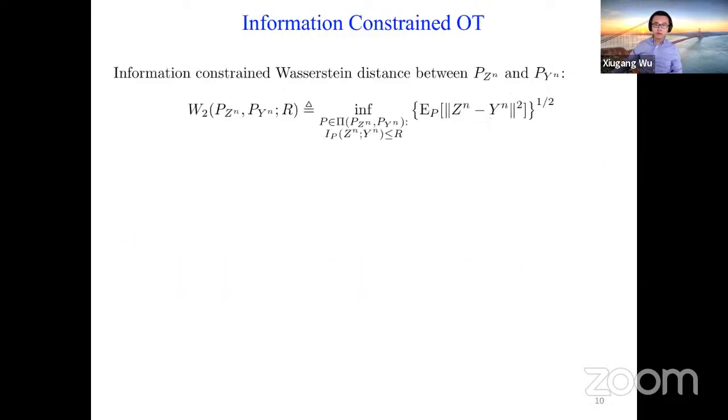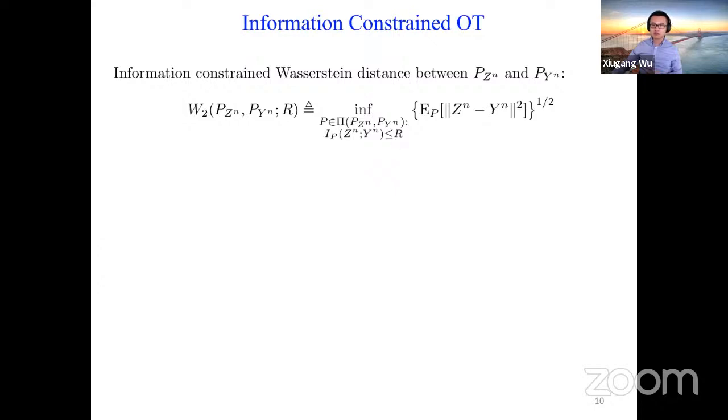Okay, and for this, what we'll do is introduce the so-called information constraint versus distance between those two n-dimensional measures. The way we define it is, as usual, we minimize the expectation of the square of the Euclidean distance over all the couplings, and then take the square root of it, just as before. But now with a constraint: the mutual information under the coupling cannot exceed some pre-specified threshold, let's say capital R.